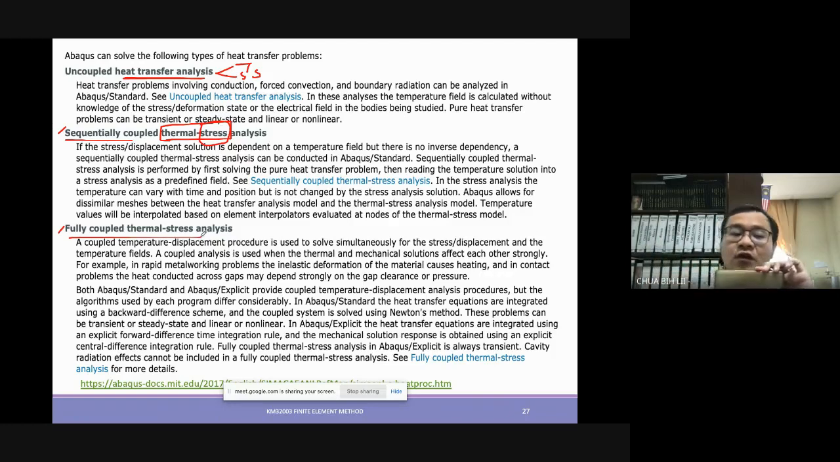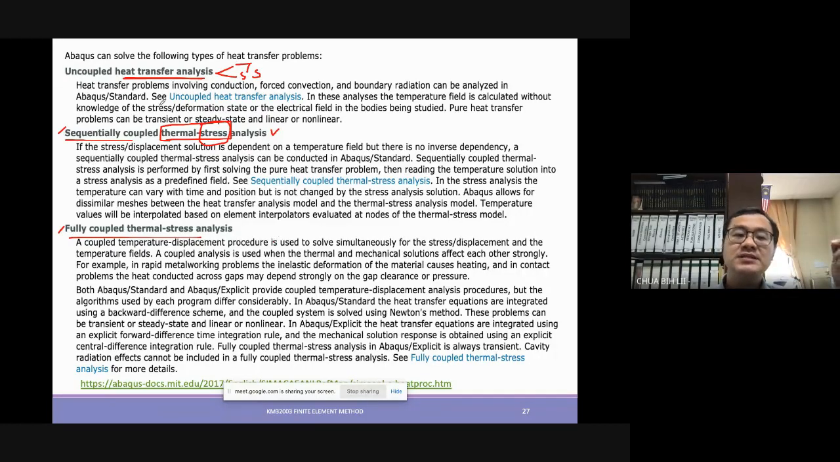So in this form of analysis, your object will change shape, because it may expand. When it expands, then at the next step you apply heat again, and it will further expand. So this is how we call it fully coupled thermal analysis. It depends on suitability, but normally this one will be much faster than the other one.